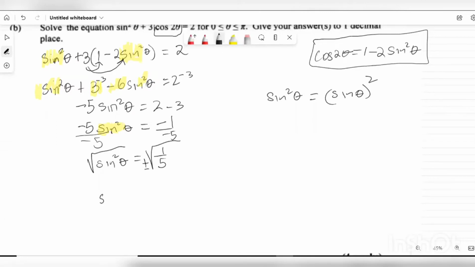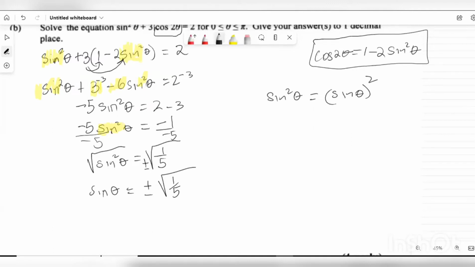So then, sine theta, no. Hold on, let me fix this. This is ugly. Sine theta is now equal to plus or minus the root of 1/5. So that's what we have right there.